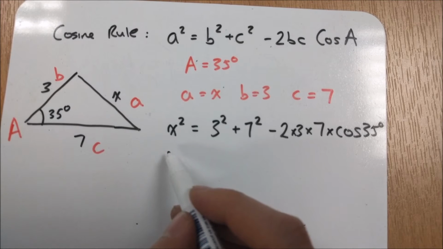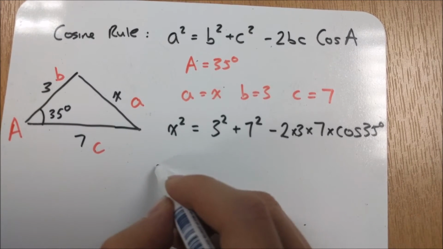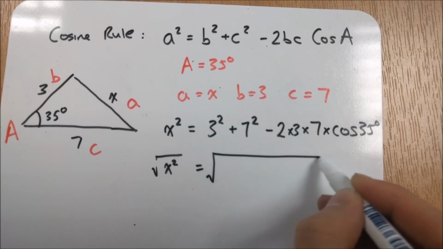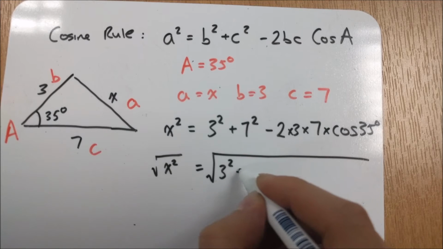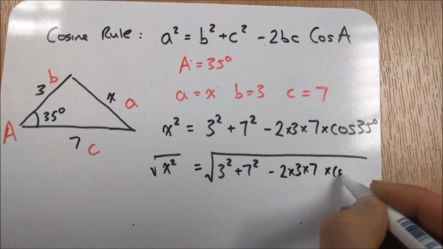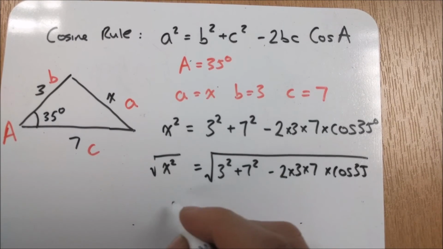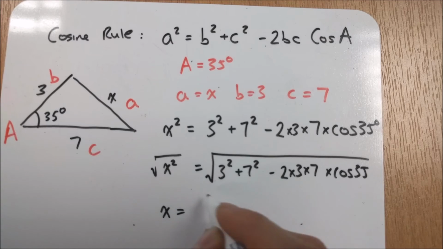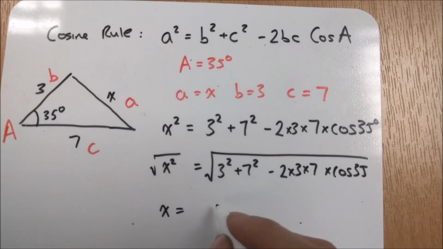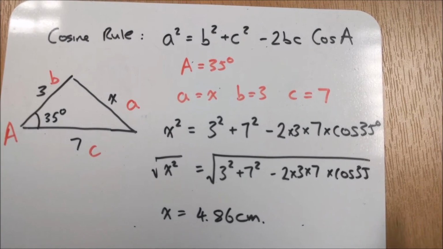Because I have x squared, I am going to get rid of the square. To get rid of the square, I need to square root both sides. So I'm going to square root x squared, and I'm going to square root everything on the right-hand side. Now, the square root of x squared gives me just x, and if I put all of this into the calculator, I should get an answer of 4.86 centimeters. And that is your final answer.